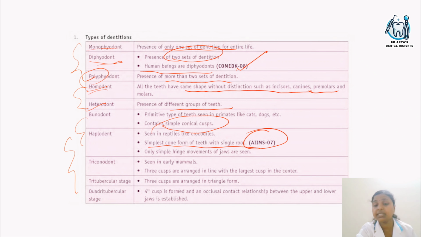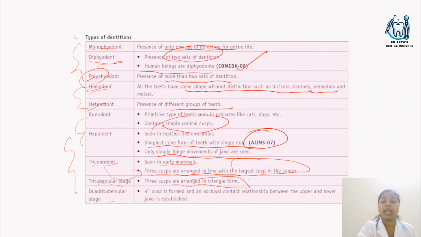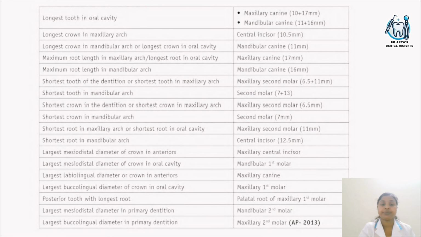It was asked in AIIMS exam, and it is seen in reptiles like crocodiles. Only simple hinge movements of jaws are seen. And triconodont is seen in early mammals. As the name suggests, its three cusps are arranged in a line with the largest cusp in the center. In tritubercular stage, three cusps are arranged in a triangle form. And in quadritubercular stage, the fourth cusp is formed and occlusal contact relationship between upper and lower jaw is established.